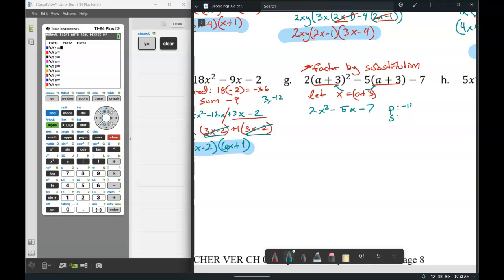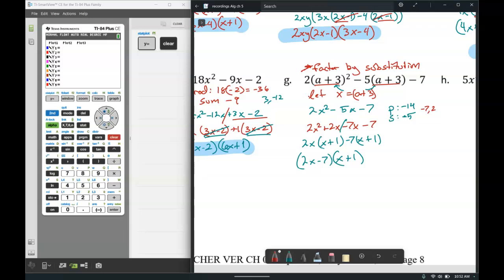So we want a product of negative 14 but a sum of negative 5. Well, that's going to be the numbers negative 7 and 2. So 2x squared plus 2x minus 7x minus 7. Factor by grouping. And we're left with 2x minus 7 and x plus 1.